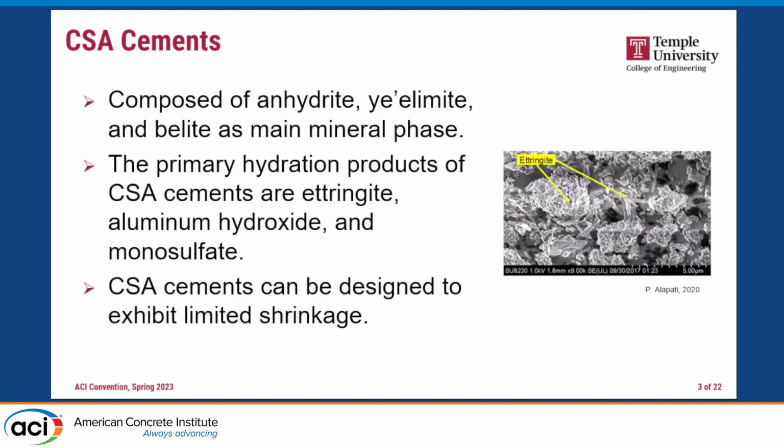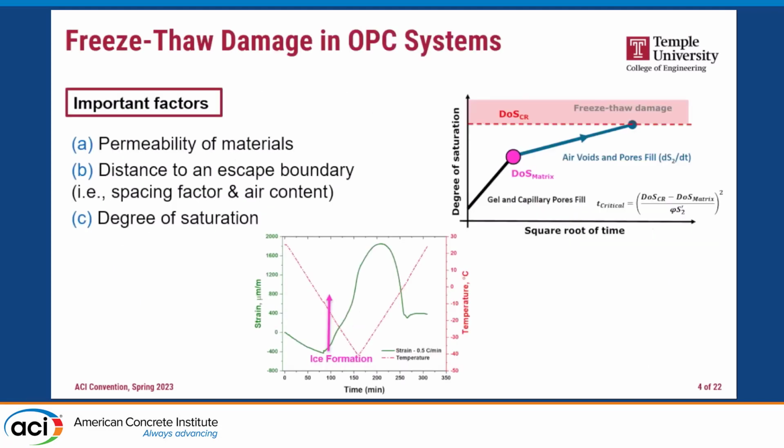I'm not going to discuss what CSA is, so I'm sure you all know right now. One thing I'm going to point out here, regarding the OPC system, when we are looking at Freeze-Thaw performance, what are the important factors, right? One is the permeability of the material itself. If we are using an air-entrained system, the quality of the air system, right? And lastly, the degree of saturation, right?